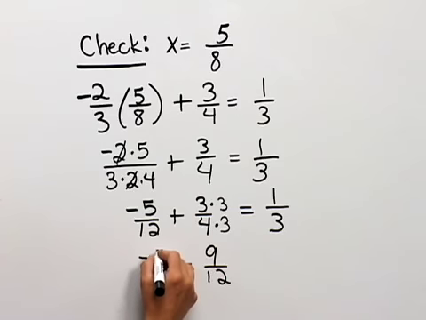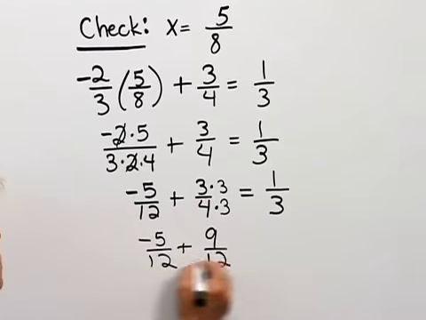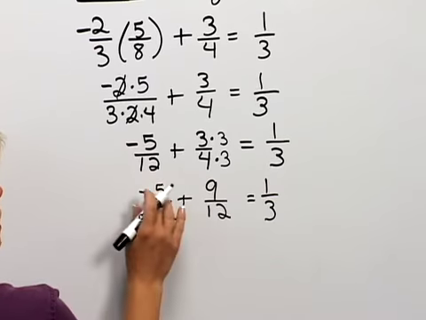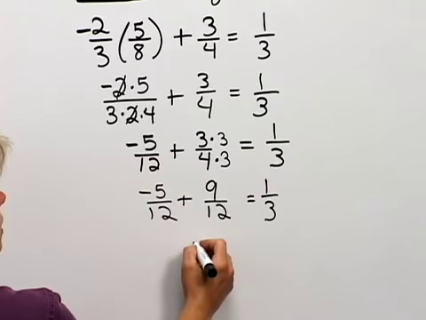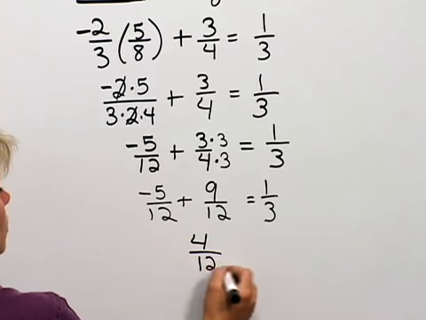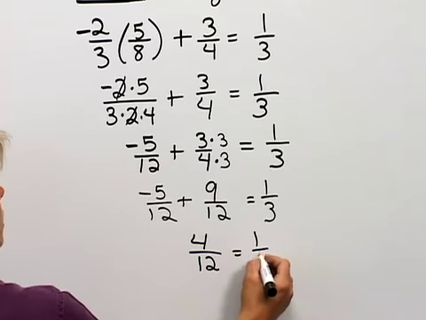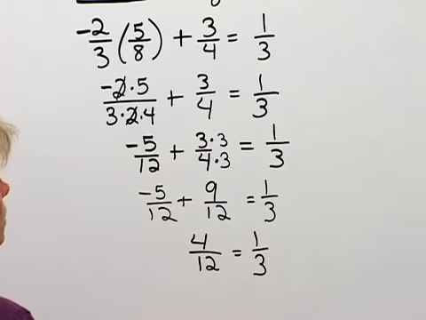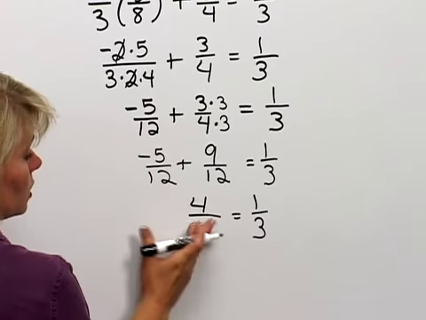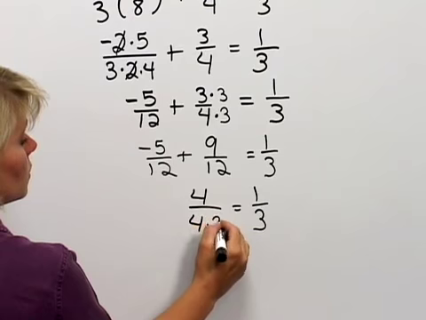We're adding that to our negative 5/12, and it needs to come out to 1/3. Negative 5 plus 9 is 4. Our denominator stays the same, which is 12. And now we can reduce. I notice that 12 is the same thing as 4 times 3. Let's switch it into 4 times 3.